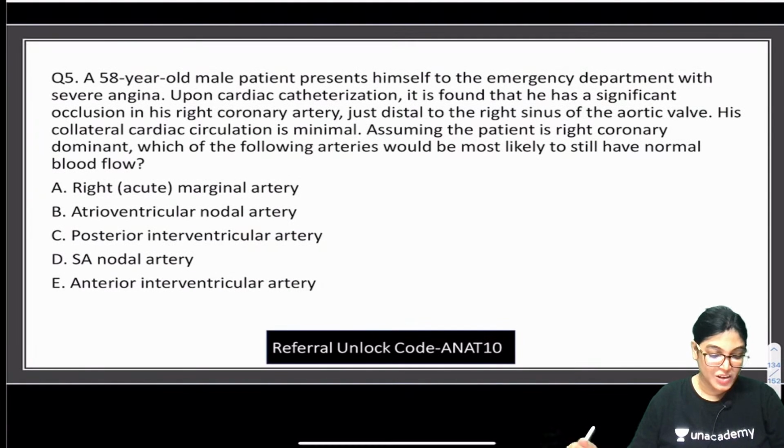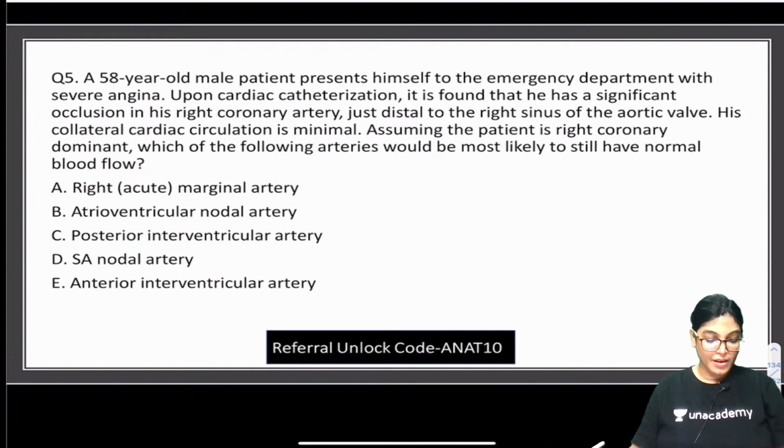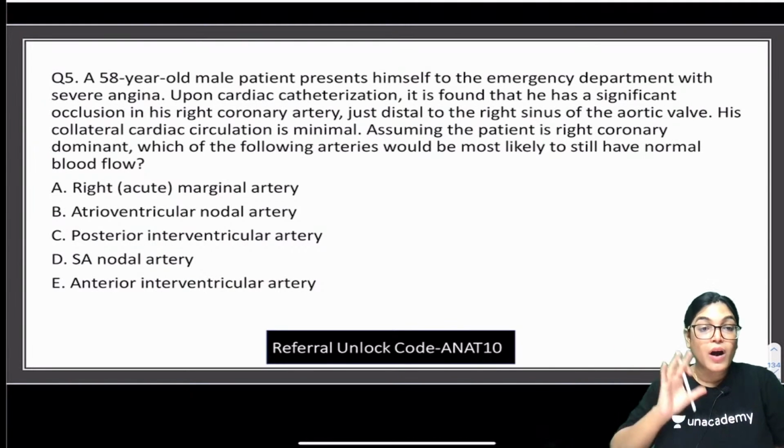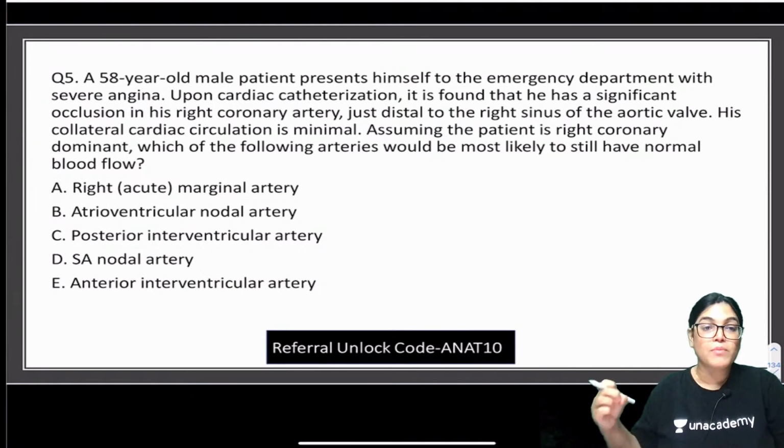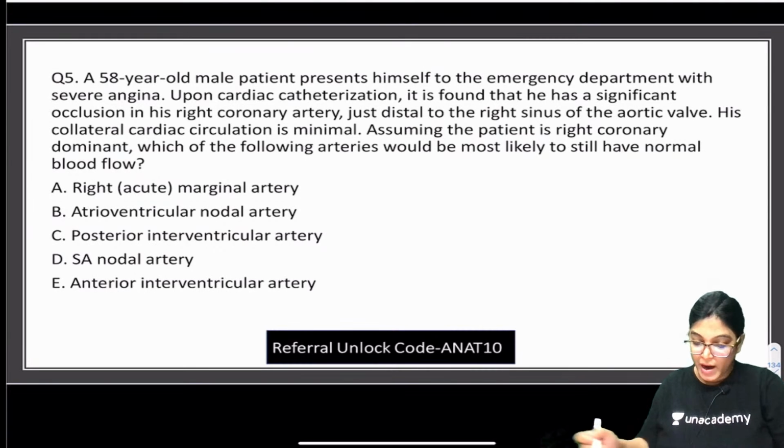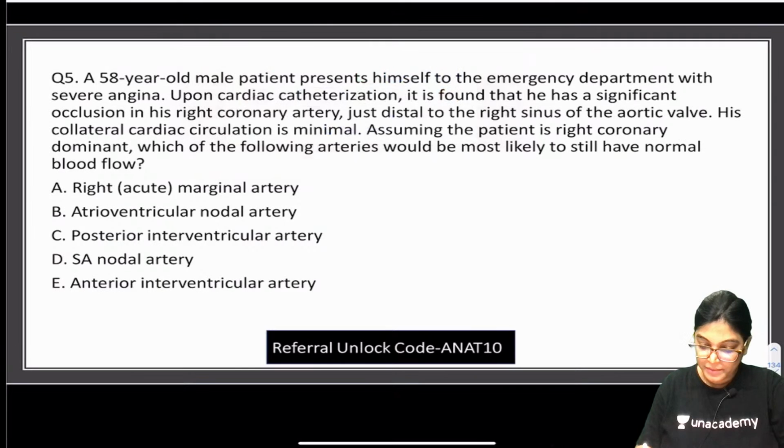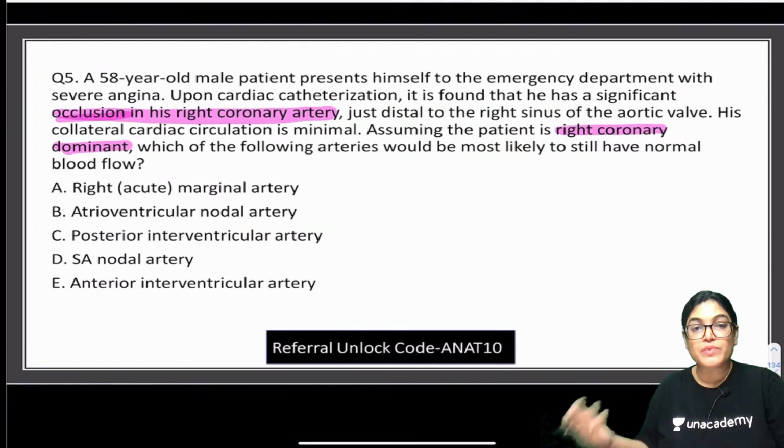Got it? Ashok Patil, D, E. So now the students are changing their answers. Which of the following will not be involved, having normal blood flow? Yes, now you have understood my key points. The key moment is that the patient is right coronary dominant, and the significant occlusion is also in the right coronary artery. So which artery is normal?